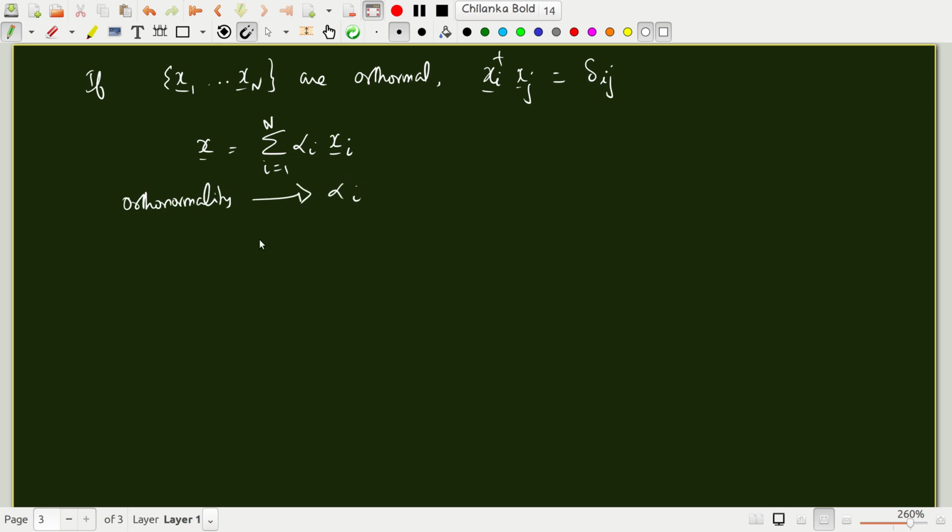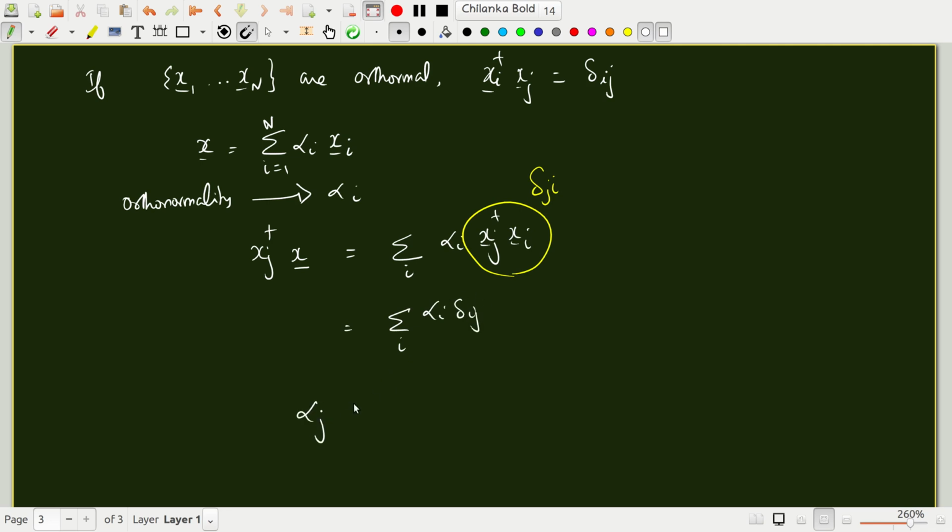It's very simple because you can simply find x_j dagger x is nothing but summation over i of alpha_i x_j dagger x_i, but this is delta ji, so this will give me summation over i of alpha_i delta ij, which is nothing but alpha_j. So alpha_j is x_j dagger operating on x. Okay, this is how one finds the coefficient of expansion if the basis is orthonormal. This luxury is not there if the basis is just linearly independent. It's not as simple.